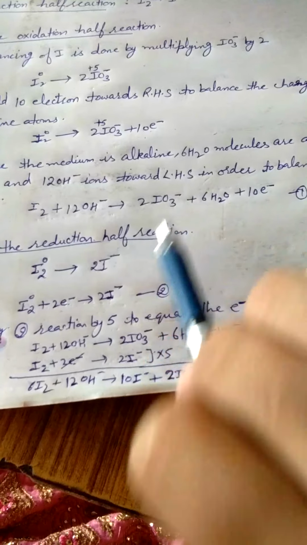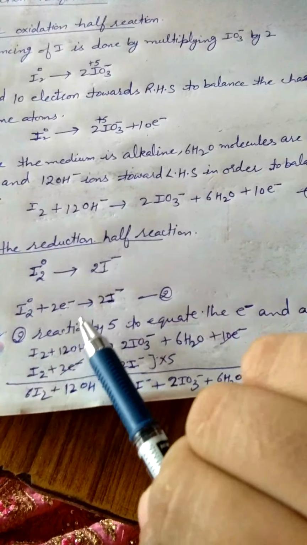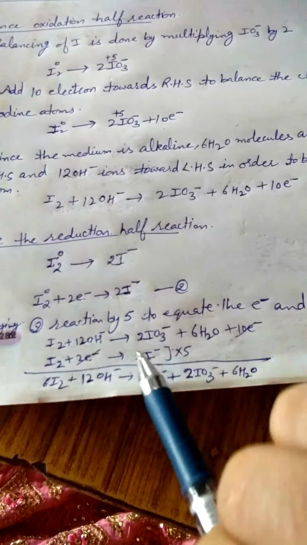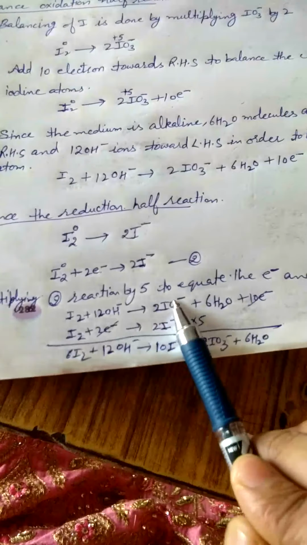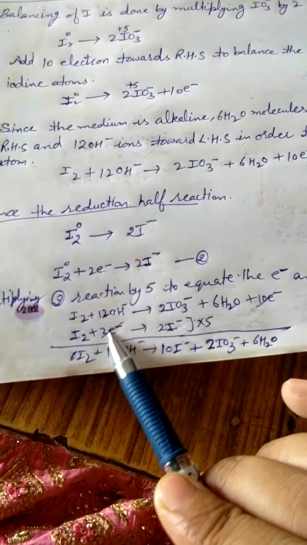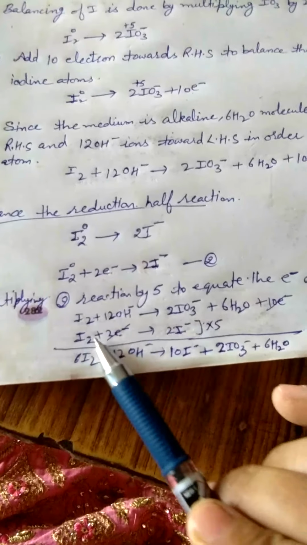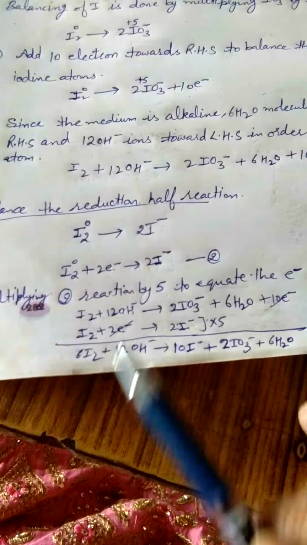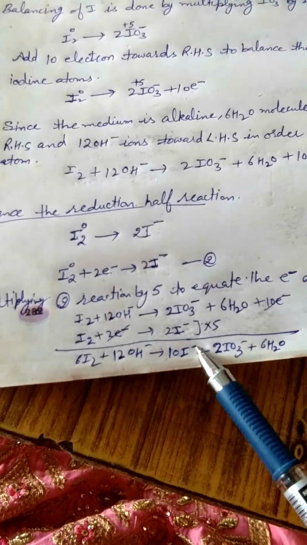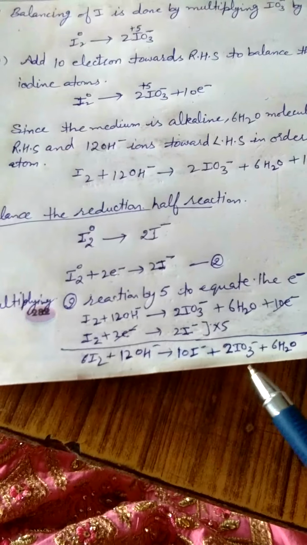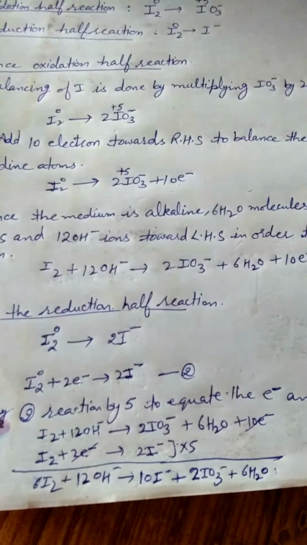Now see, now we add these two equations. There are 10 electrons in one and only 2 electrons in the other, so we multiply the second equation by 5. Both reactions have 10 electrons, so these 10 electrons cancel out. So here I2 is 1 and here 5, which means 6 I2 plus 12 OH negative gives rise to 10 I negative, 2 IO3 negative and 6 water. In this way we balance this equation by the ion electron method.